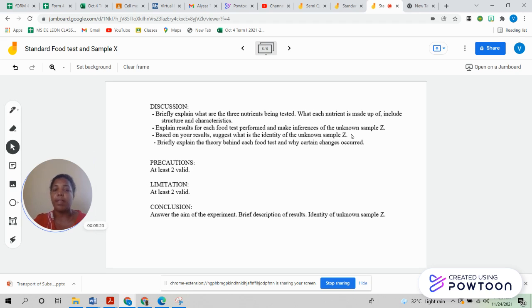So I would give you a hint and it would have been gelatin, right? So you can look at the gelatin box and see whether or not it had the nutrients that gelatin has. If you look at the nutrients of gelatin. And then explain the theory behind each of the food tests and why certain things change. That would have been what I talked about before on what reaction occurred in order for the test to be positive. You give me two valid precautions, two valid limitations, and then you can tell me your results.